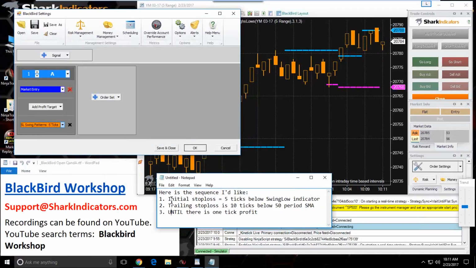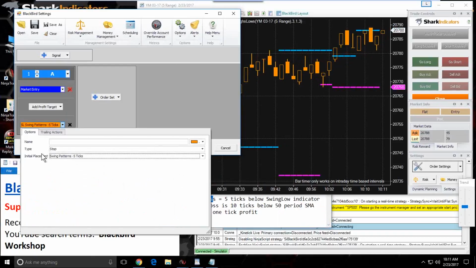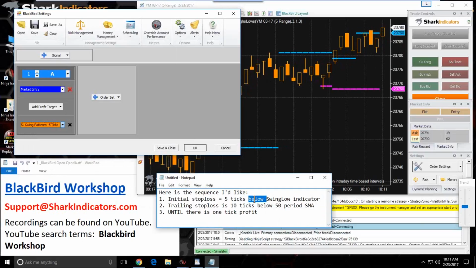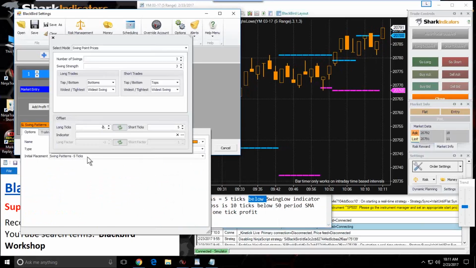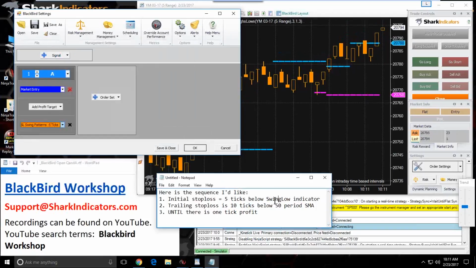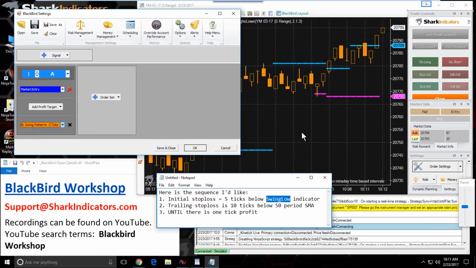So here we go, our initial stop loss. Basically our initial placement is going to be the swing pattern minus 5 ticks. So we got 5 ticks below. 5 ticks below would be a negative number. So if we go back into the menu, that's going to be a negative 5 ticks if you want to be below. And then it's going to be the swing low.